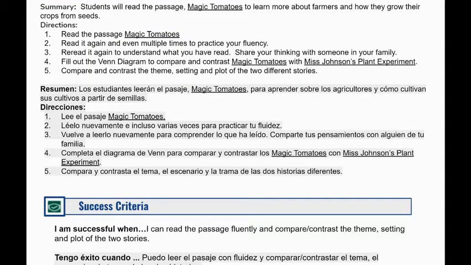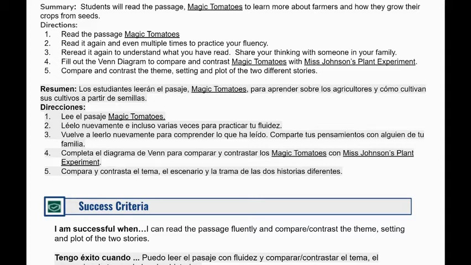For task number 2, students will read the passage Magic Tomatoes to learn more about farmers and how they grow their crops from seeds. First, you'll read the passage Magic Tomatoes. Then read it again and even multiple times to practice your fluency. Remember, fluency is when we read like we speak without any pauses or stops. Reread it again to understand what you have read. Share your thinking with someone in your family.